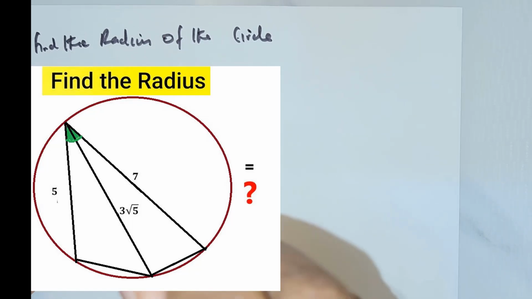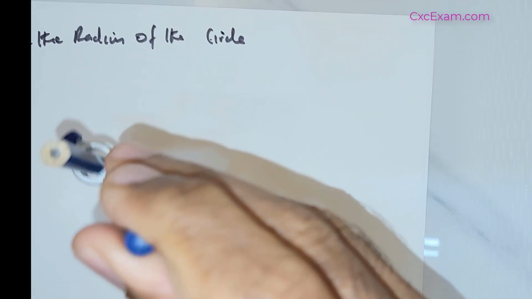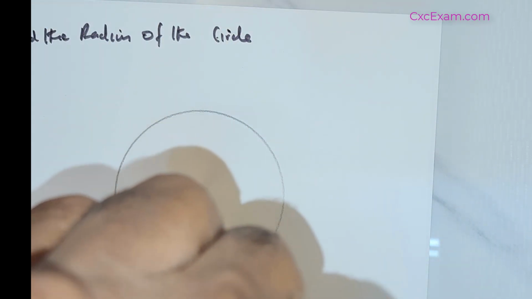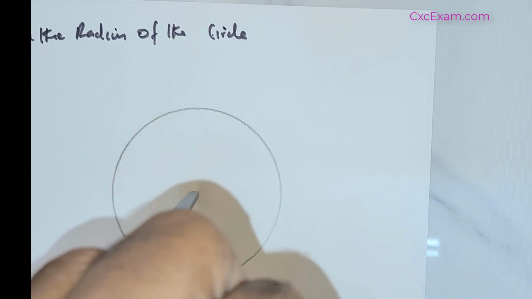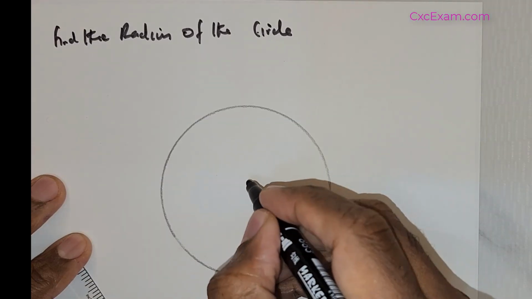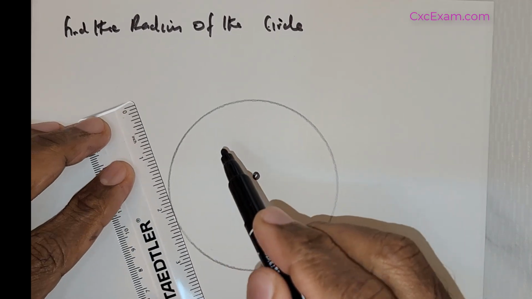Okay, welcome everybody. We got an interesting question. We are expected to find the radius of the circle. So foremost we need the circle. So let me draw the circle. Okay, fair enough. Okay, so this is the center of the circle.